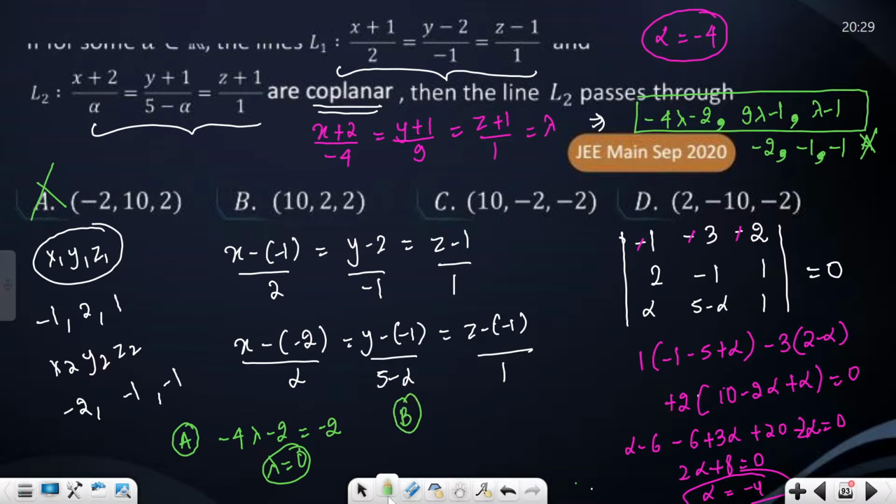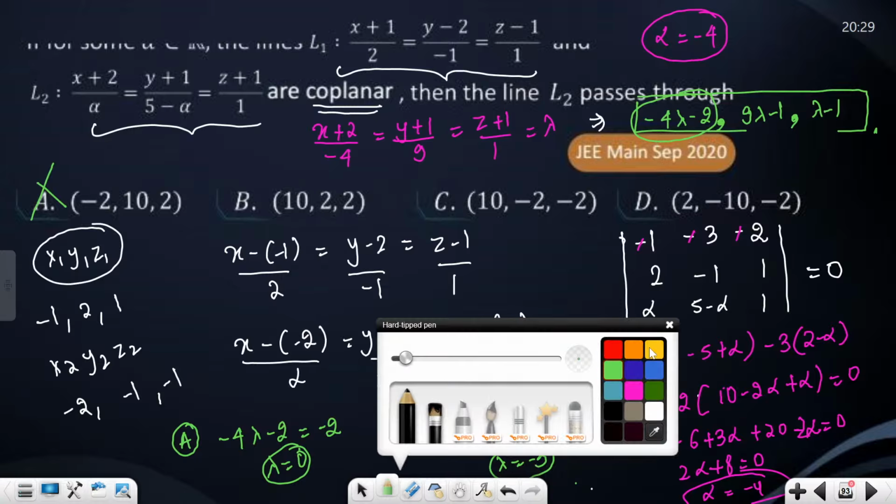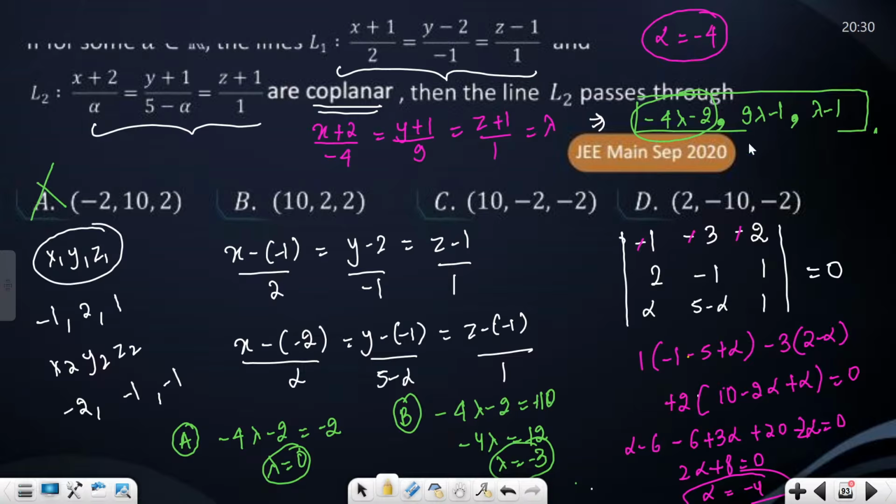Okay, option B. Again your x coordinate is 2. So this should be 10. Minus 4 lambda minus 2 is equal to 10 plus 10, right? So this is going to be minus 4 lambda equals 12. Lambda is minus 3. The moment you plug in lambda equals minus 3, tell me: minus 3, 12, so 10, comma, minus 3. So 9 3s are 27, 28, minus 28, and minus 3 is minus 4. So this is also wrong.